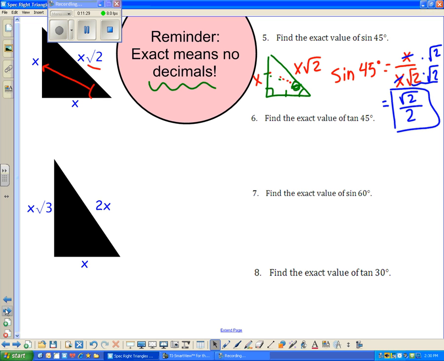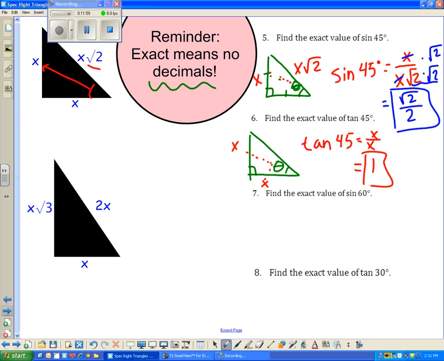In number 6, you're looking at the exact value of tangent of 45. So again, I'm going to draw that 45, 45, 90 triangle. Again, I'm going to look at that 45-degree angle down there. And this time, tangent is going to be opposite over adjacent. So tangent of 45 is equal to x over x. Well, we all know that any number over itself is equal to 1. So the tangent of 45 degrees has to be 1.